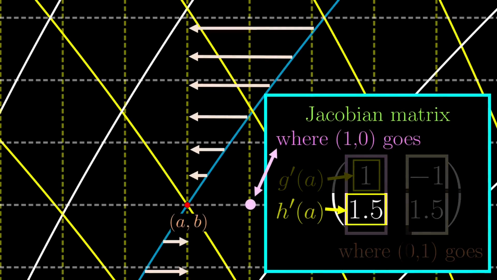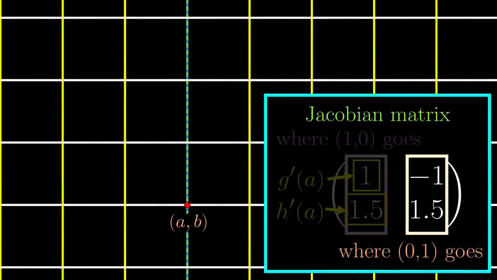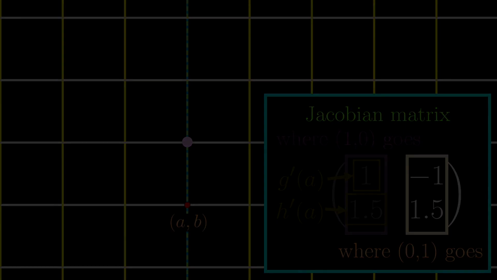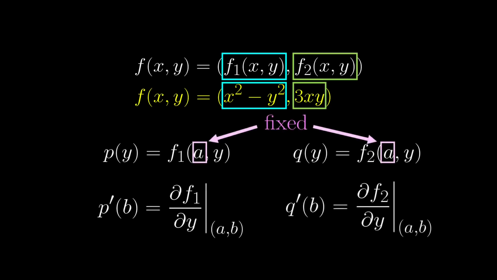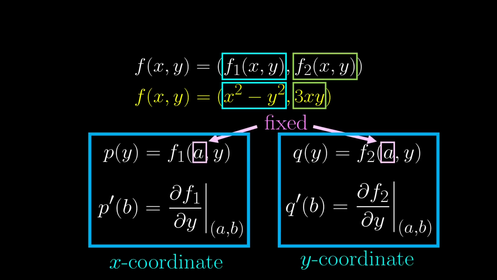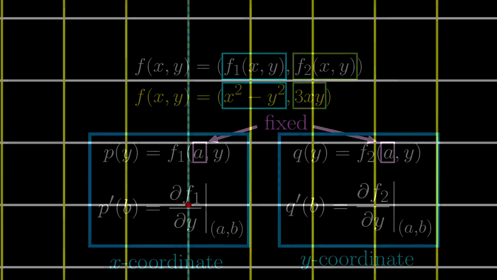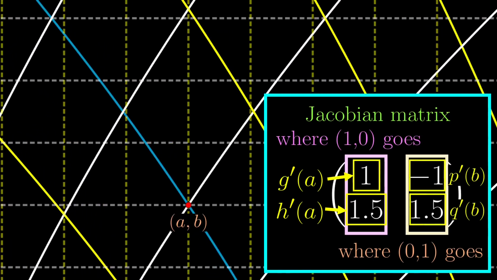h' of A. What about the second column? We now consider yet another function, but on the vertical line instead, because we want to see where this point on the vertical line goes. So this time we define two other functions that are fixed in the first input instead, and we have a very similar notation for their derivatives. The function p extracts the x-coordinate, while q extracts the y-coordinate, so the entries in the second column are p' of b and q' of b respectively.